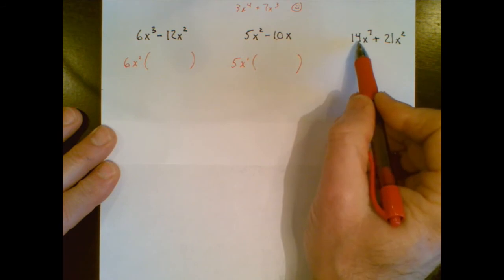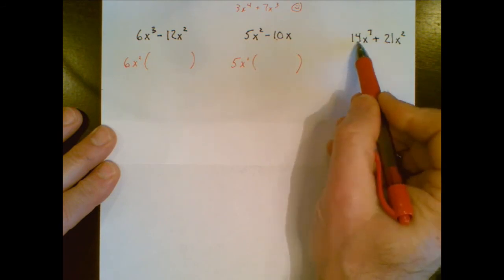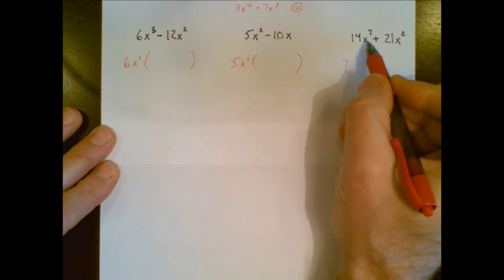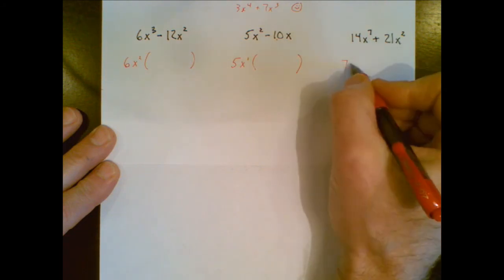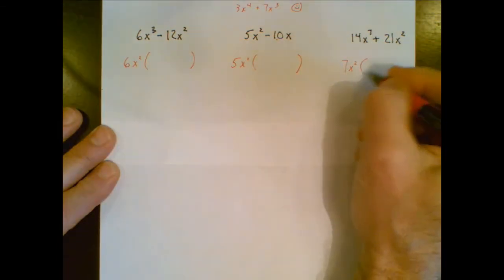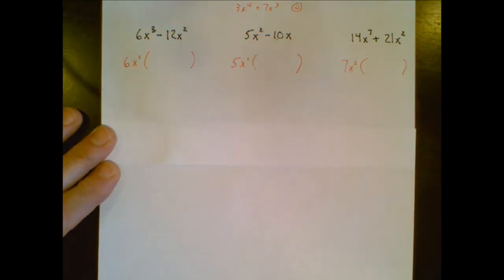In this third problem, I have a 14 and a 21. What's the largest number that divides into 14 and 21? It's a 7. Both of these terms have x's, so I choose the lowest exponent, x. And now I have to figure out what goes inside there.